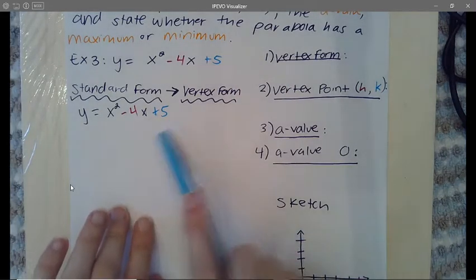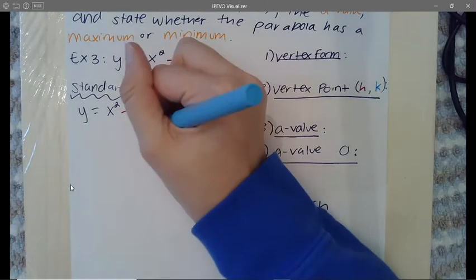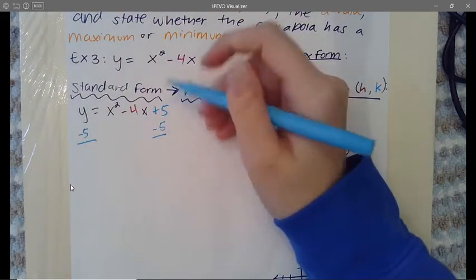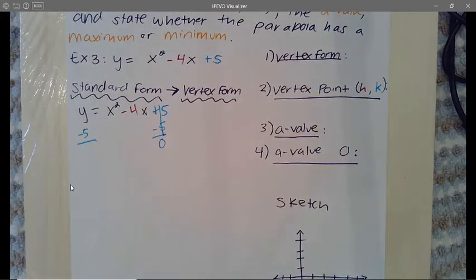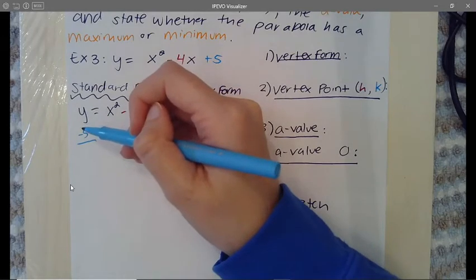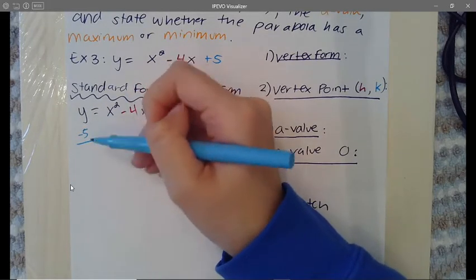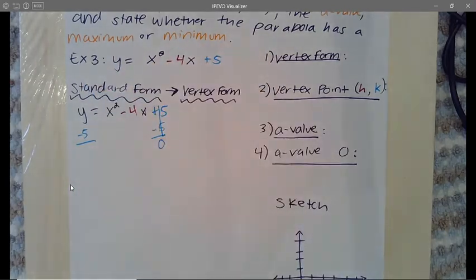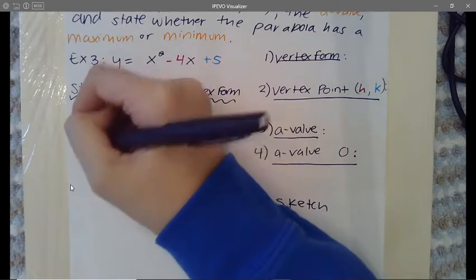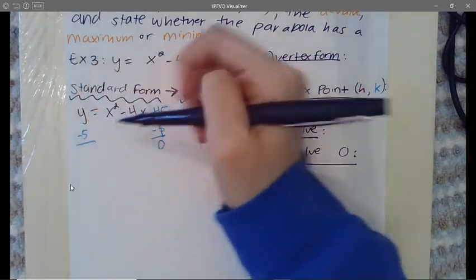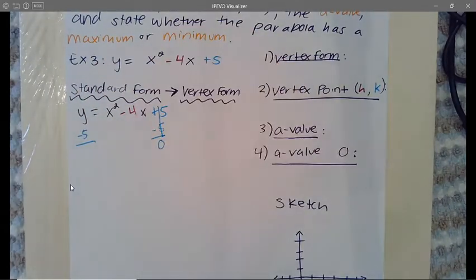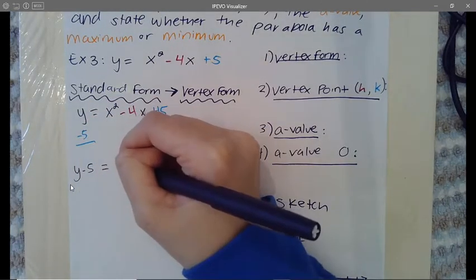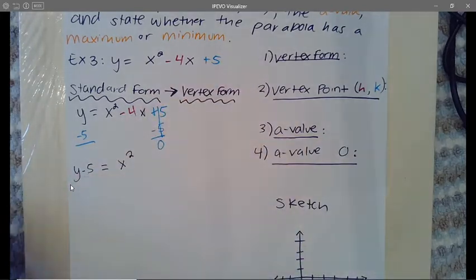Okay, so the way I move positive 5 to the other side is by subtracting it on both sides. Okay, which 5 minus 5 will cancel and turn to 0. Now, y and 5, they are not like terms, you guys. I cannot combine those together. Okay, so I just have to leave this side as y minus 5. So this is just y minus 5 equals x squared and then minus 4x.